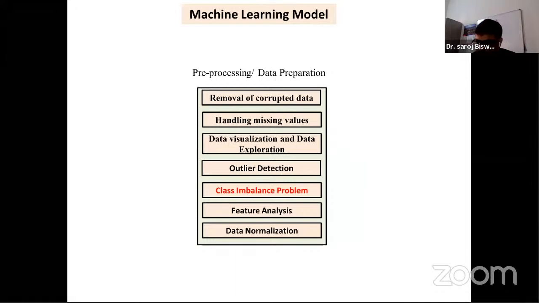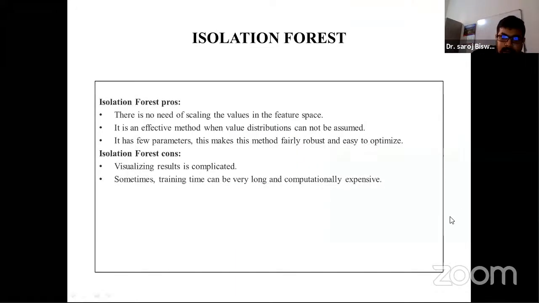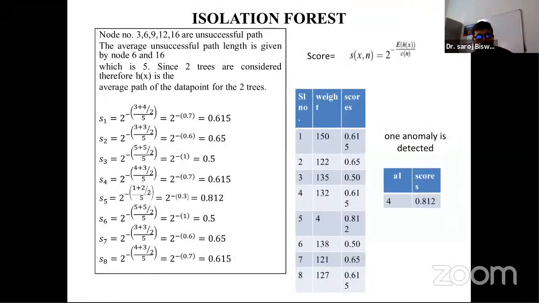Now, the class imbalance problem. Today I'm not going to talk about the class imbalance problem. Today, because already we have talked about the outlier detection techniques, I'm going to talk about how we can find the outliers in Python. We're going to see, and we're going to apply which data set?